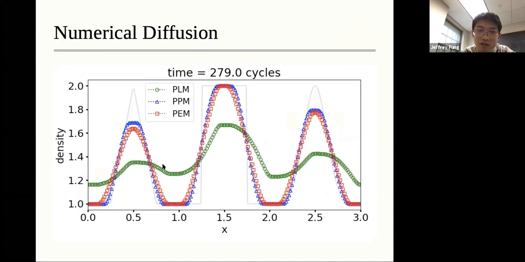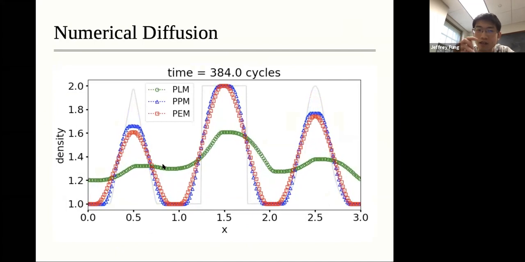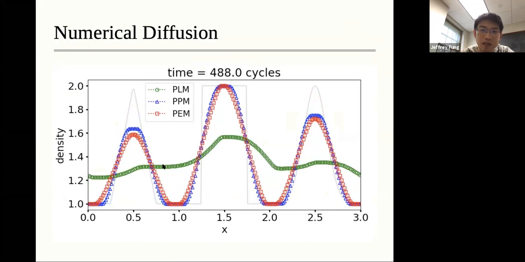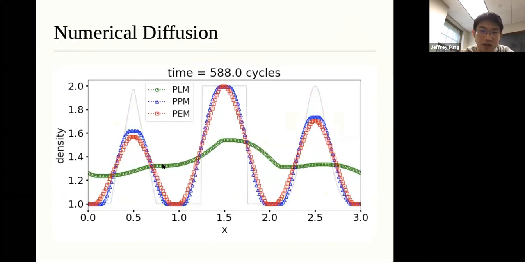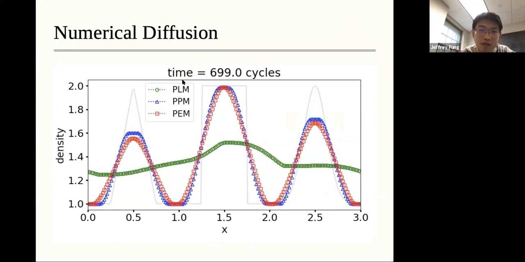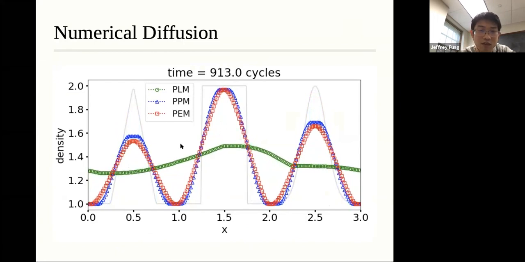PLM is clearly the most diffusive. Again, like I said before, PLM and PPM depend on the limiter that you choose. The limiter that I chose for PLM, the 109 central, is one of the least diffusive limiters for PLM, but still, after 1,000 cycles, you see that the original shapes are basically completely eroded. PPM is doing well. PEM is doing almost equally well.